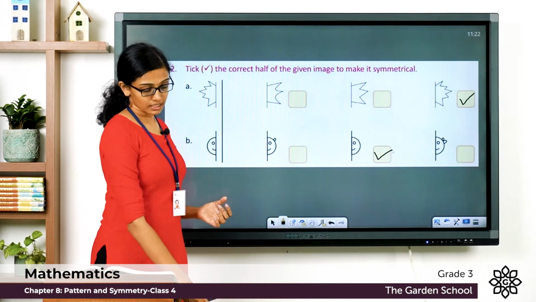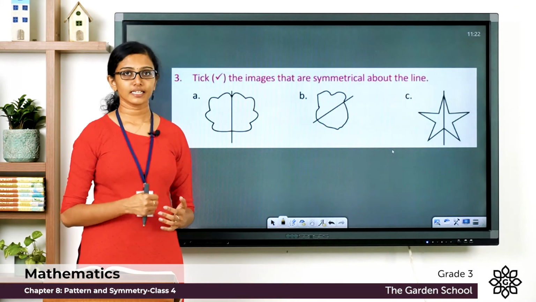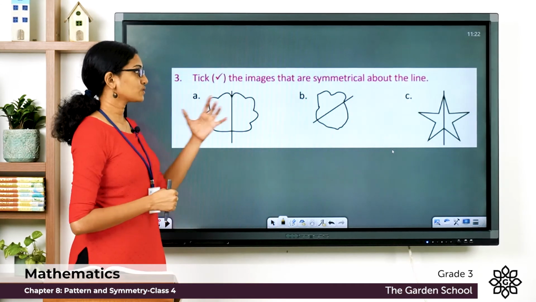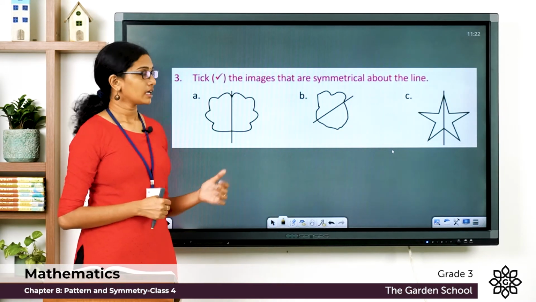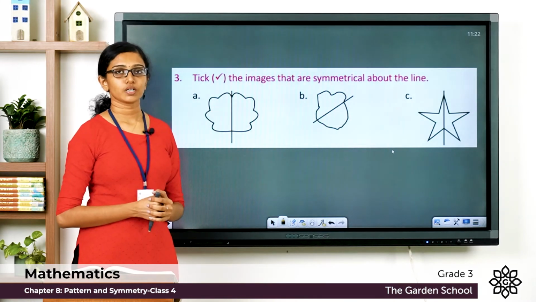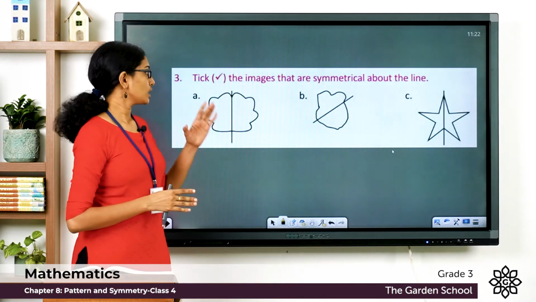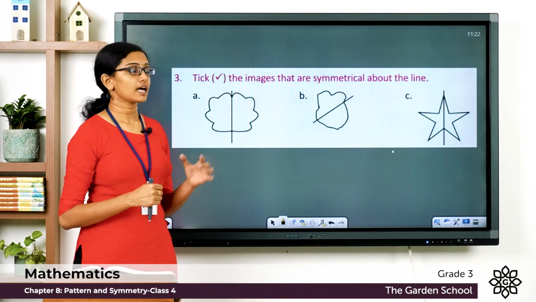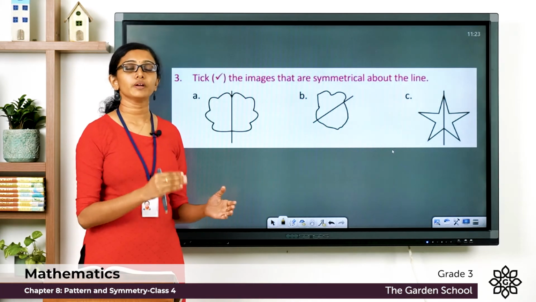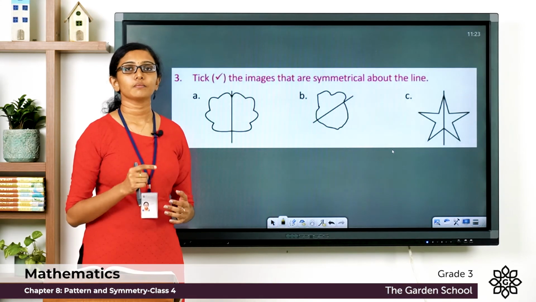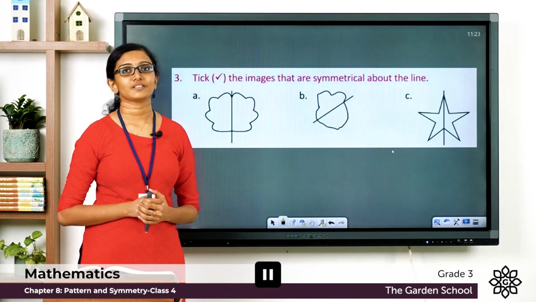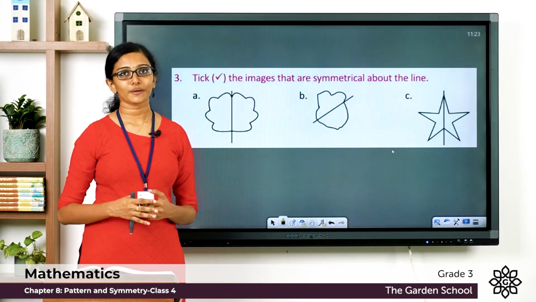Now let's move on to the third question. Take the images that are symmetrical about the line. You can see a set of three images given here, and in each case, a line is drawn through the image. You have to identify in which figures the line divides the given figure into identical halves or mirror images so that the image is a symmetrical image. Just pause the video, finish the activity and come back. Hope you are done with that.